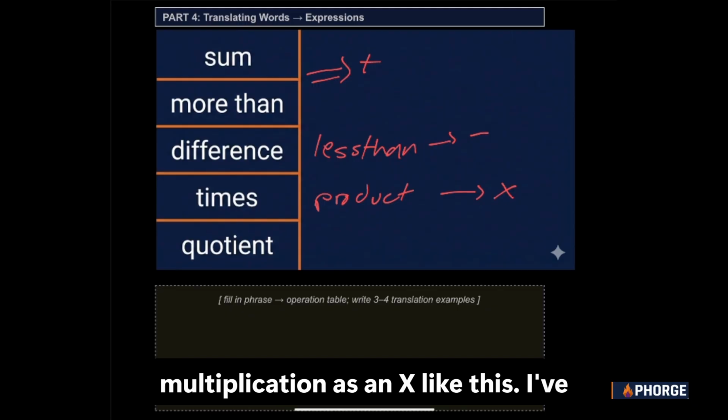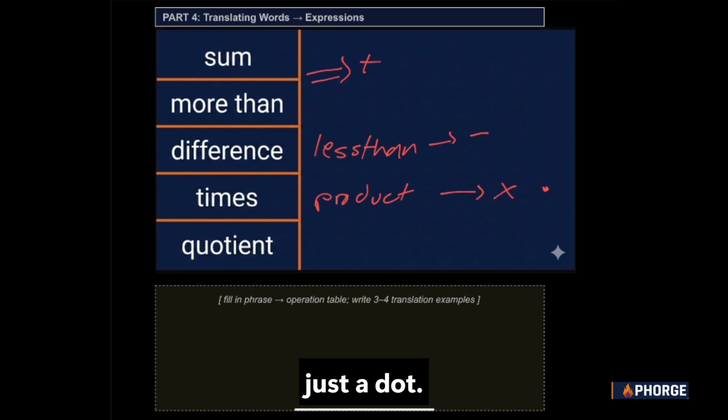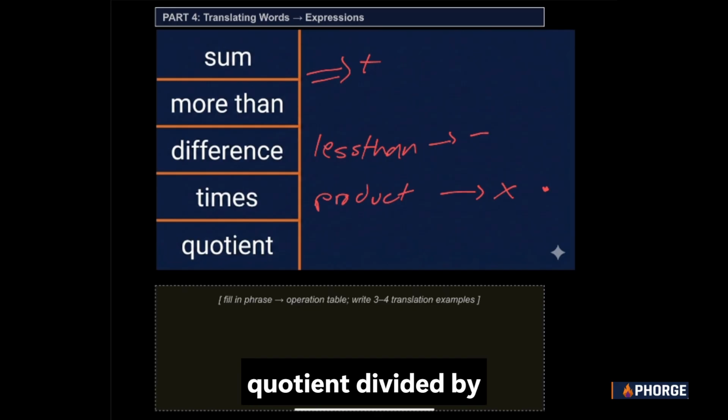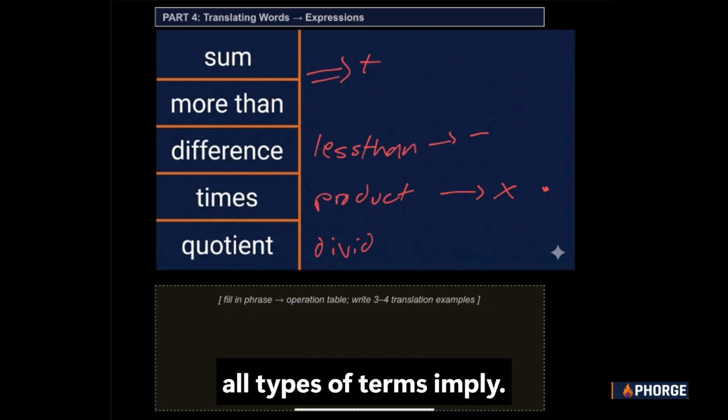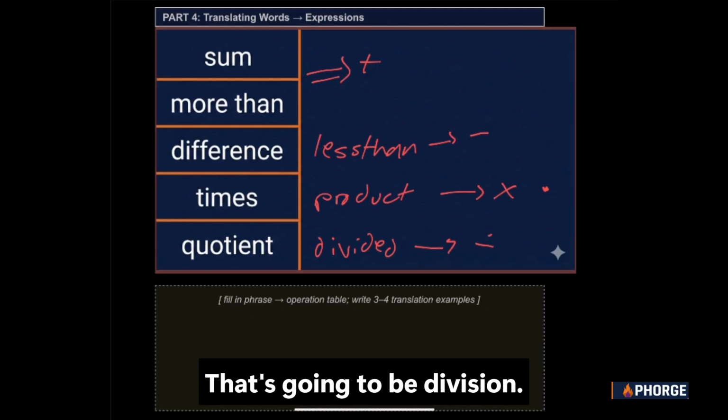You can write multiplication as an x like this. You'll also see it as just a dot. Next, quotient, divided by, per. Those all imply that it's going to be division.